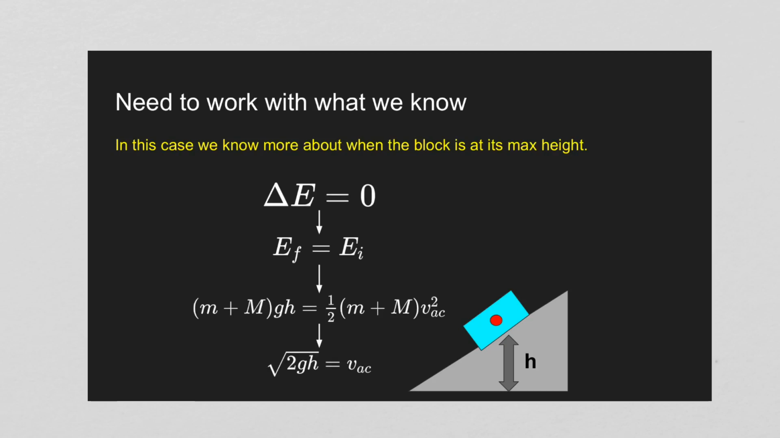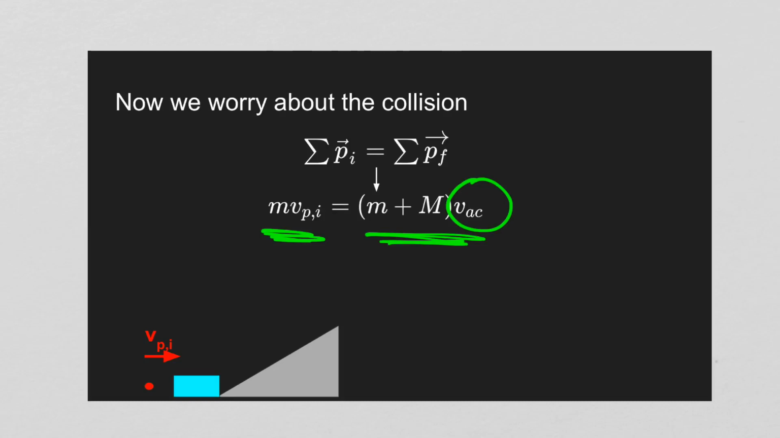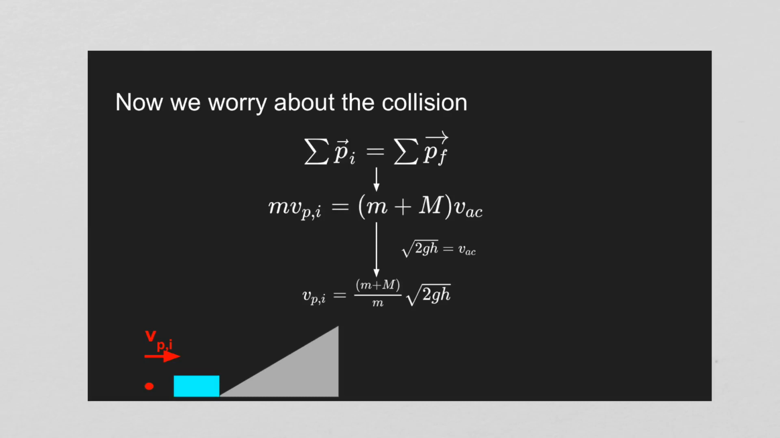So let's solve this. I just get that my velocity after the collision has to be the square root of 2gh. Not too bad. Now I know in the collision, momentum is going to be conserved. So initially I've just got some momentum from this projectile, and at the end I've got both objects, the projectile and the big block, moving at this velocity after the collision, which I found from conservation of energy in the second half of the problem. So if I substitute this value in, I get an expression for how fast that projectile needs to go at the beginning.